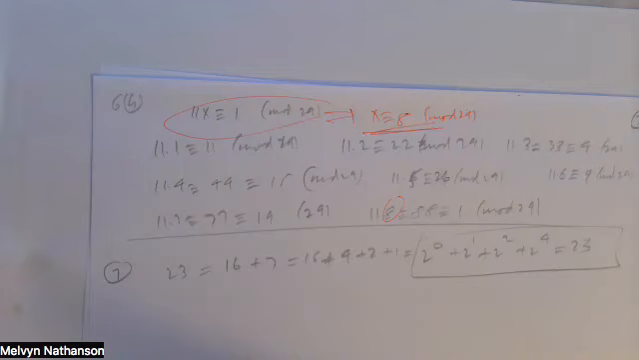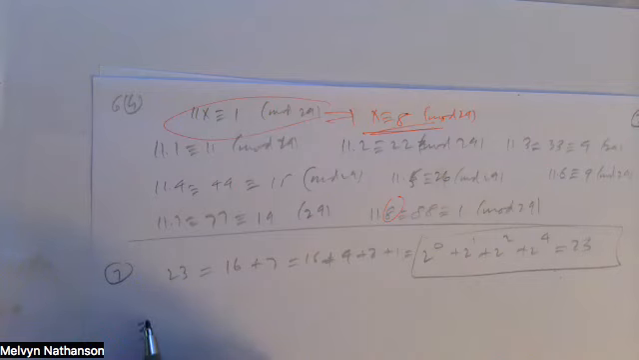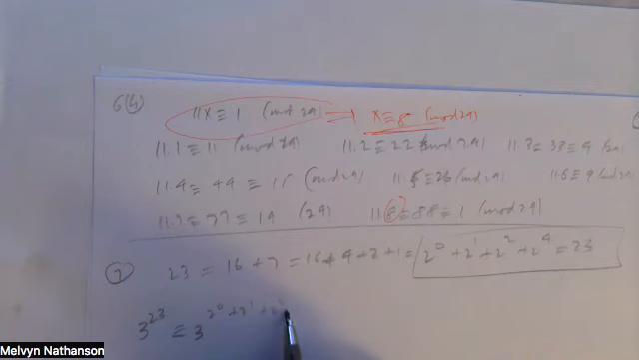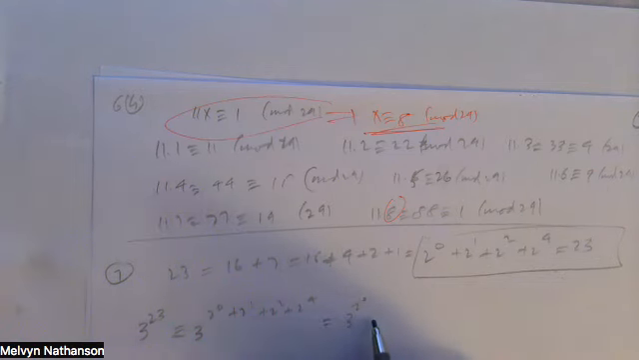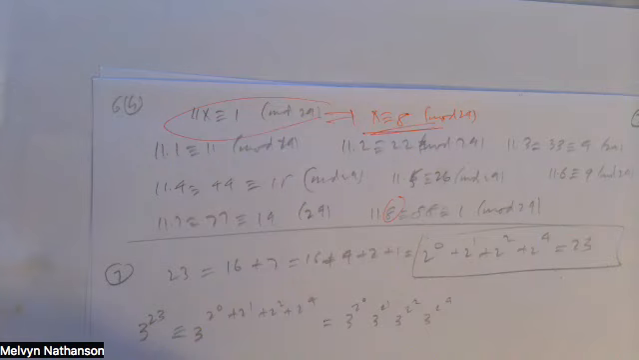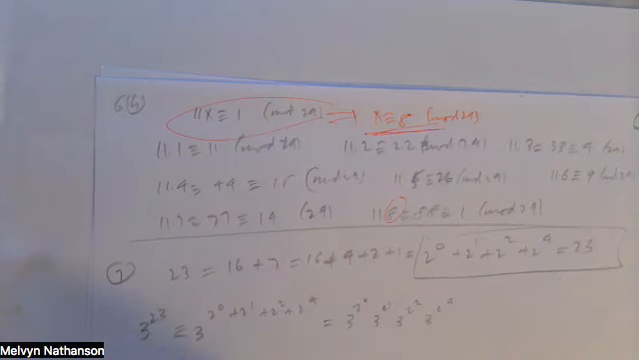So how can we compute 3 to the 23 mod 31? Let's see. So 3 to the 23 is going to be 3 to the 2 to the 0 plus 2 to the 1 plus 2 squared plus 2 to the 4th. So that's 3 to the 2 to the 0, 3 to the 2 to the first power, 3 to the 2 squared, 3 to the 2 to the 4th. 3 to the 2 to the 0 is 3 to the 1, which is 3.